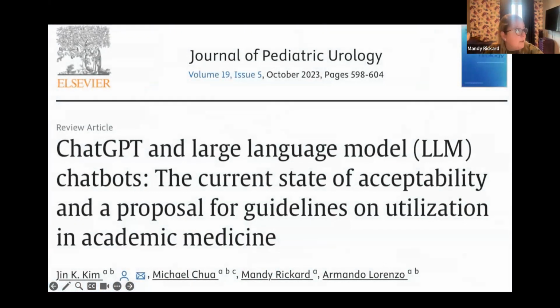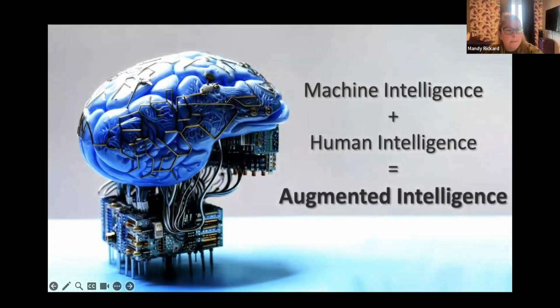So to help ensure transparency in reporting, in addition to reporting guidelines I mentioned in the previous slide, we also recently published some guidelines to direct the use of large language models and chatbots within the pediatric urology world.